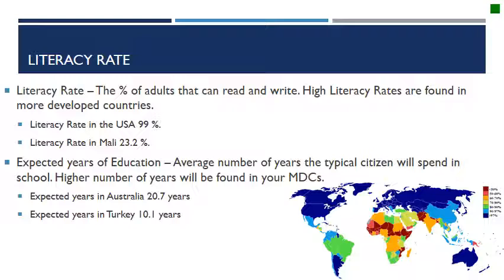Now, expected years of education is also another factor that we look at, and that is just measuring how long a person is in school. So in Australia, a person is in school an average of about 20 years versus Turkey, which is an average of about 10 years.